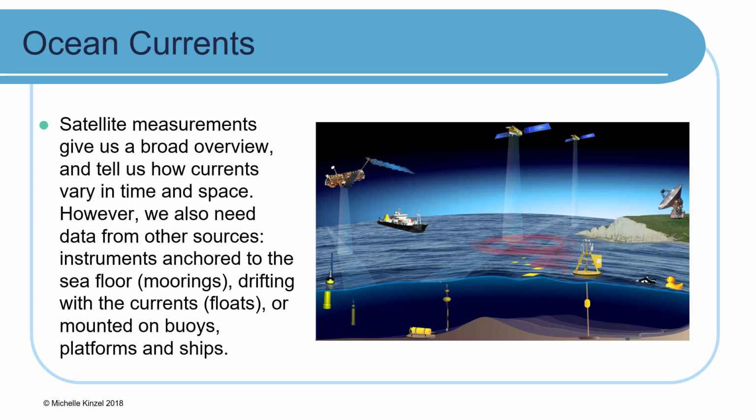So satellite measurements give us a broad overview. They tell us how currents vary in time and space, but we also need data from other sources. So there are moorings, and instruments are attached to these moorings that stay in pretty much the same place if they're anchored, or they can drift with the current as floats. Sometimes they are mounted on buoys, flat platforms, or ships, and they are collecting oceanographic data that help us map currents in a model.